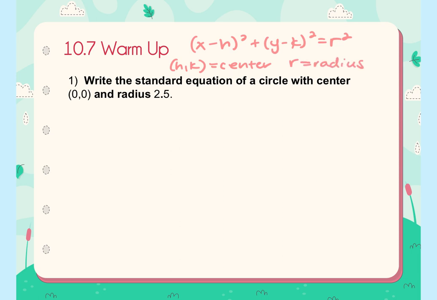So number 1 says write the standard equation of a circle with a center at 0, 0 and a radius of 2.5. So I would do x minus 0, but it's just x squared, and y minus 0, but it's just y squared, equals 2.5 squared, which is what? 6.25. Good.